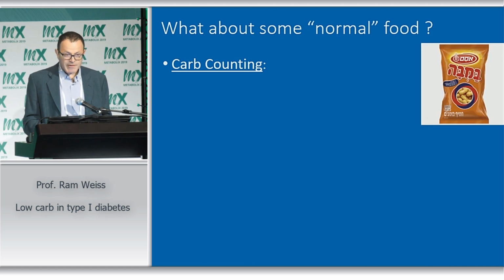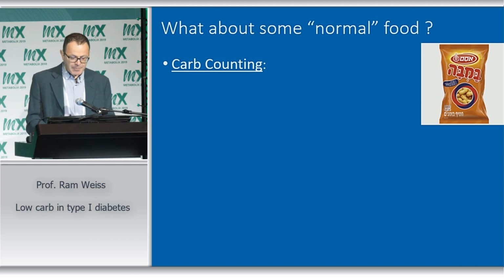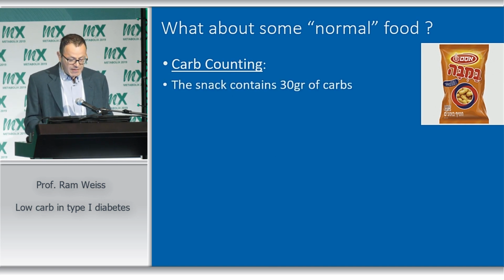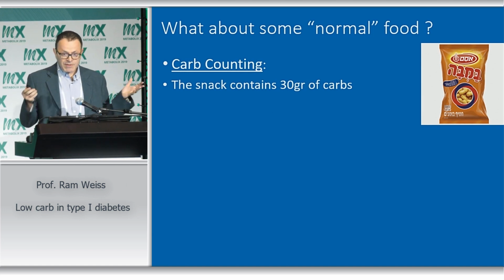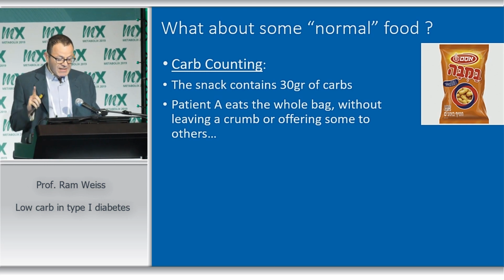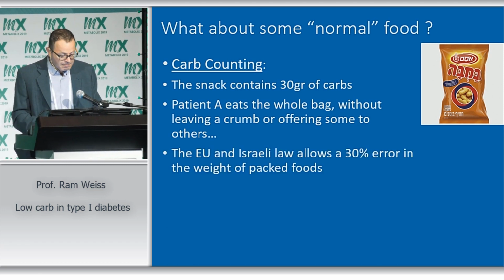This is a typical Israeli snack, highly processed food. It's called bamba, for those familiar with it. And you don't have to count. It says on the box how many carbs are inside. The snack, the small bag, has 30 grams of carbs. Remember, 1 unit for every 15 grams, so this is about 2 units. Now, patient A eats the whole bag, doesn't leave a crumb inside, and doesn't offer anything to anybody else. They finish the whole thing.